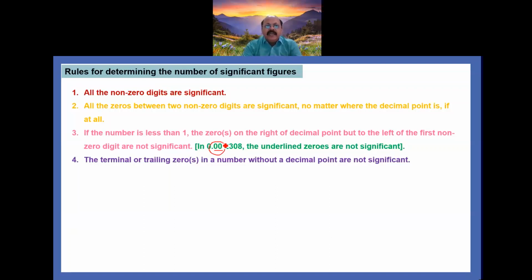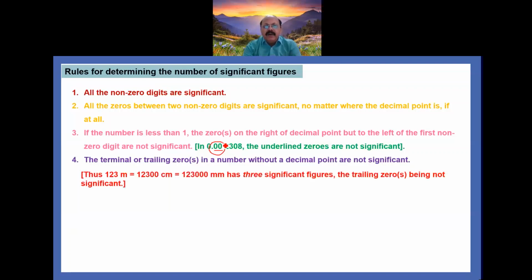Now the fourth rule is, terminal or trailing zeros in a number without a decimal point are not significant. For example, 123 meter, when you write it in terms of centimeter, it becomes 12300 centimeter. It has 3 significant figures. You are converting meter into centimeter, so the value cannot change. That is 123 meter, so it has 3 significant figures. So that's why the trailing zeros cannot be significant.